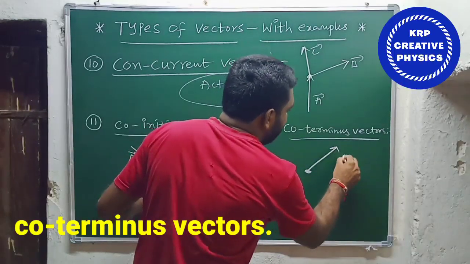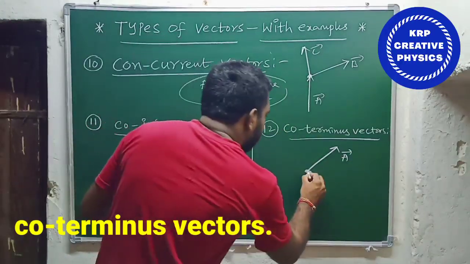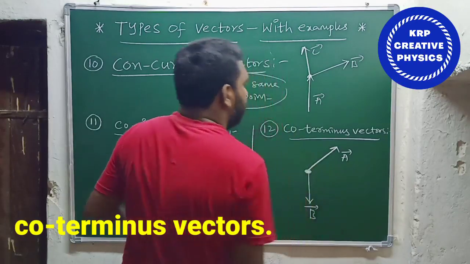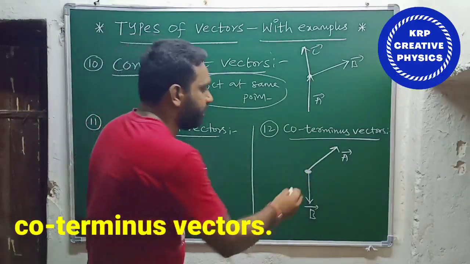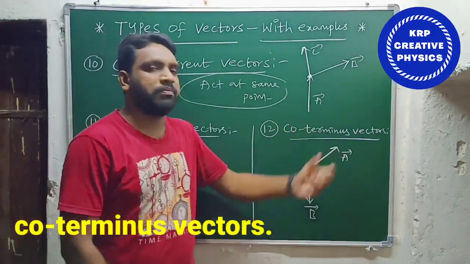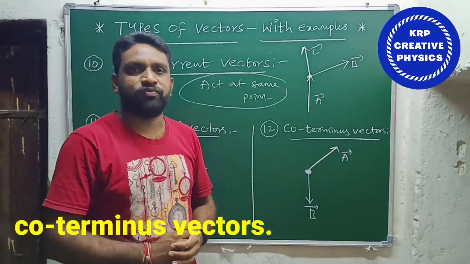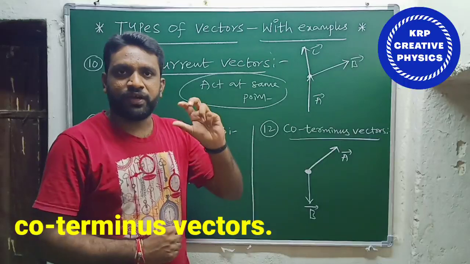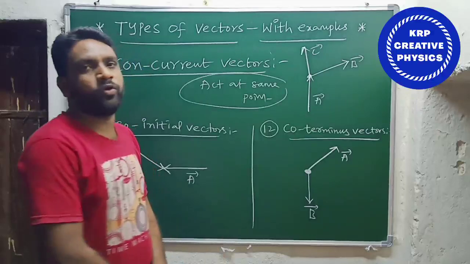This is vector A, and terminal point means end point. So this is the end point of vector A, and this is the end point of vector B. Both vectors, A and B, have their terminal points at the same point. So these two vectors are said to be coterminous vectors. Once again, if two or more vectors have their terminal points or end points at the same point, then these vectors are said to be coterminous vectors.